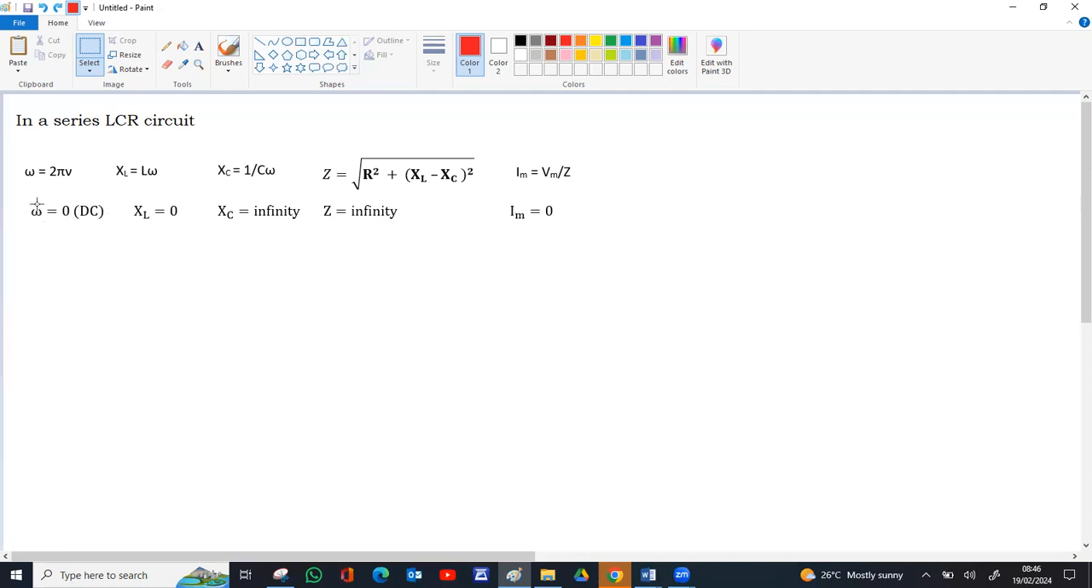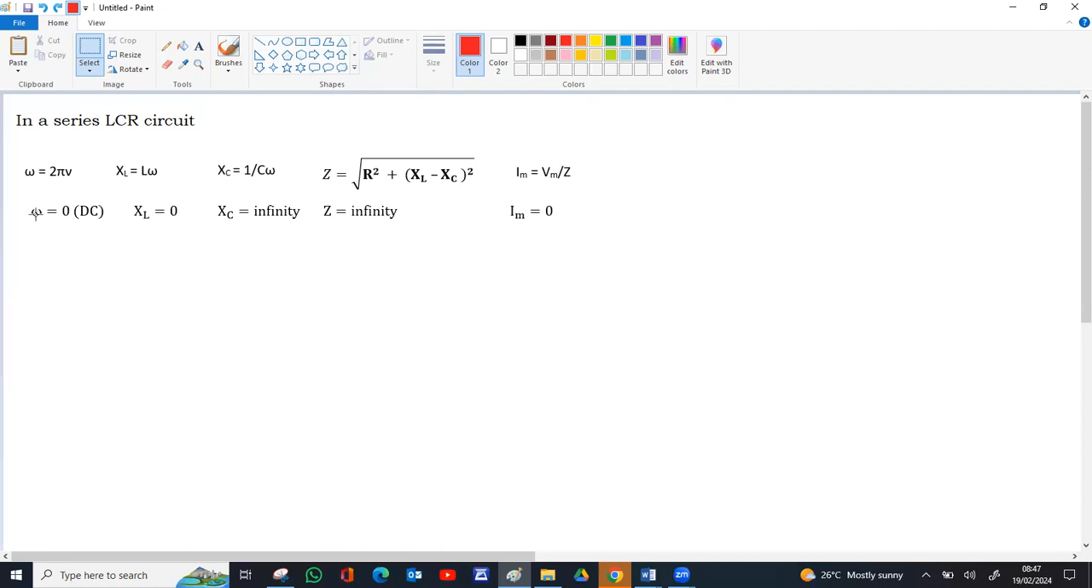Now imagine you're increasing the frequency from 0. So naturally XL being directly proportional will increase from 0. XC will start decreasing from infinity. So XL increases from 0, XC decreases. So the difference between the two decreases. In the beginning, XL is 0, XC is infinity, the difference is maximum. Now XL is increasing from 0, XC is decreasing from infinity, the difference becomes less. When the difference becomes less, the impedance starts decreasing from infinity. When the impedance starts decreasing from infinity, the current starts increasing.